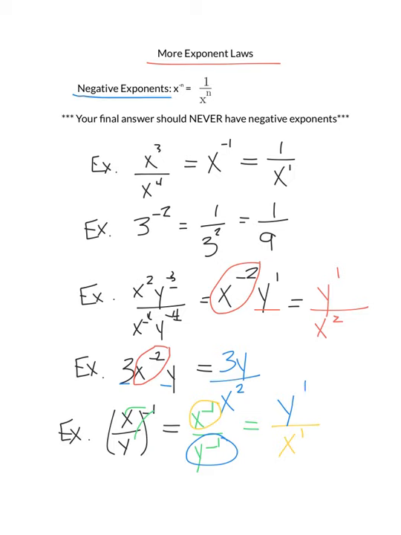So you can basically think of this rule as if something's in the numerator and a negative exponent, you need to switch it to the denominator. And if something's in the denominator with a negative exponent, you need to switch it to the numerator.